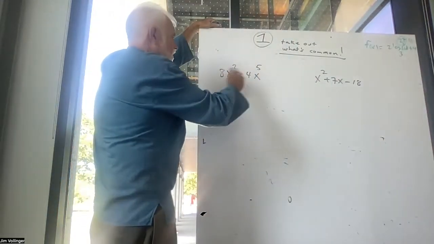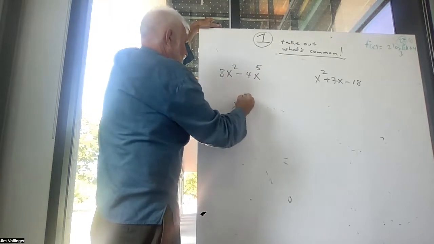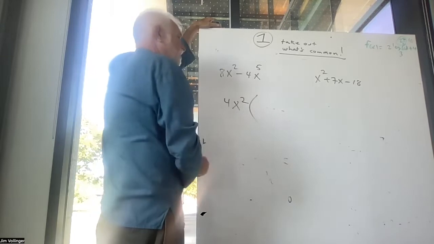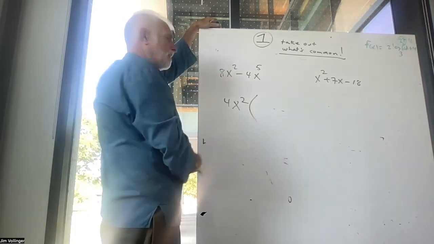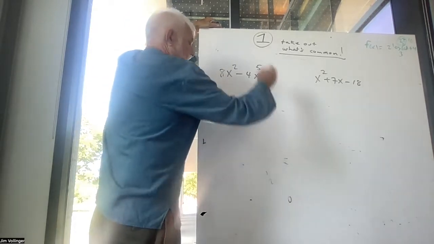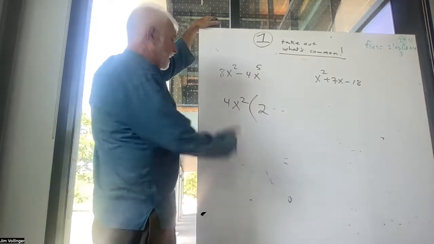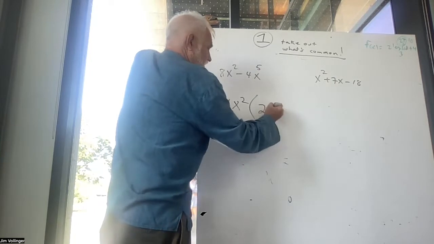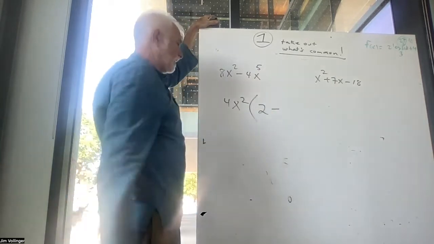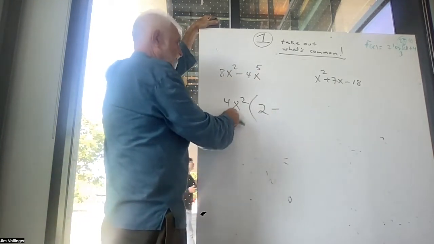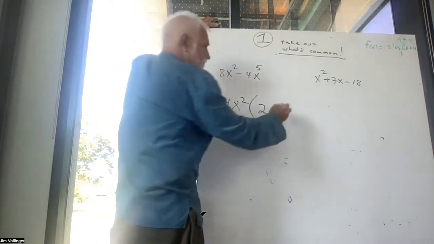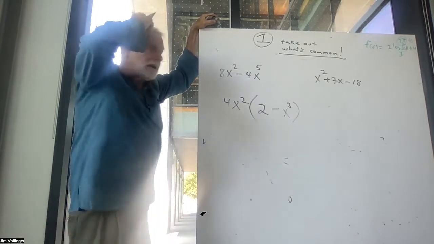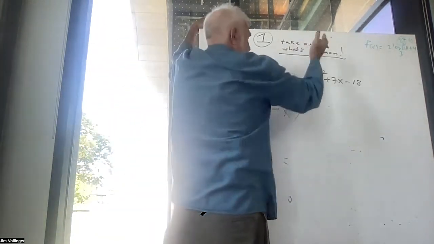Well, what's common here? x squared is certainly common. 4 and 8, 4 is common. So I guess I've got to figure out what will get me there. If you said 2, you'd be right. And then I've got to figure out what do I multiply by to get that? Well, I guess I have to have a negative. I have 4 times a negative. Now I've got the 4. Now I've got to go from x squared to x to the 5th. That's that product.